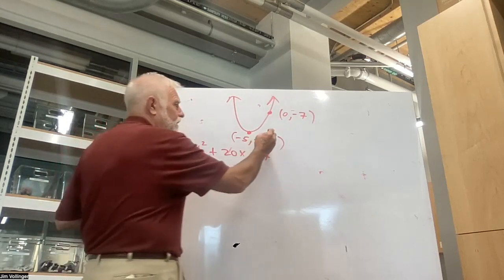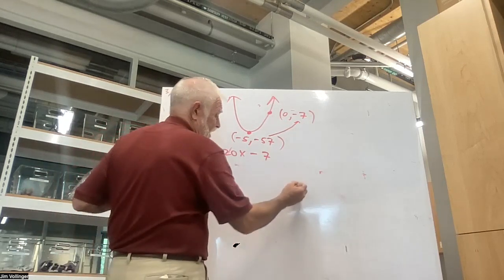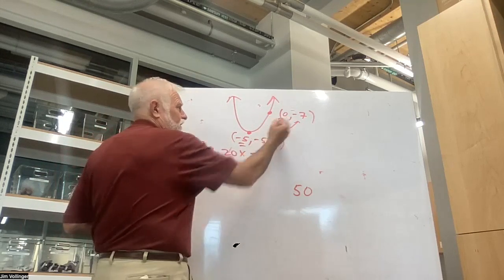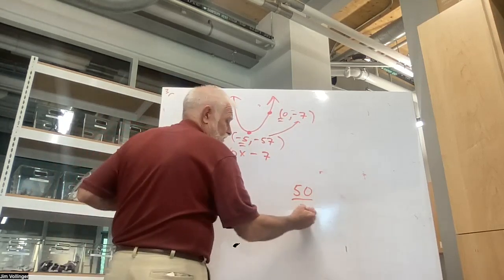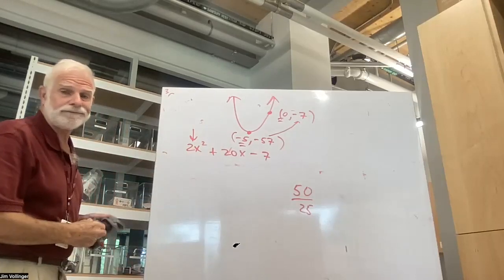I'm saving some time. How do you get from minus 57 to 7? I think you got to go up 50 units. What's the squared change from negative 5 to 0? Well, it's 25 units. Sure looks like. That's right.